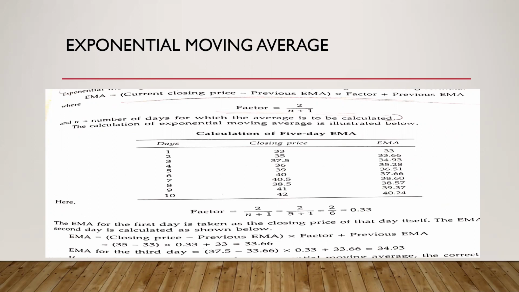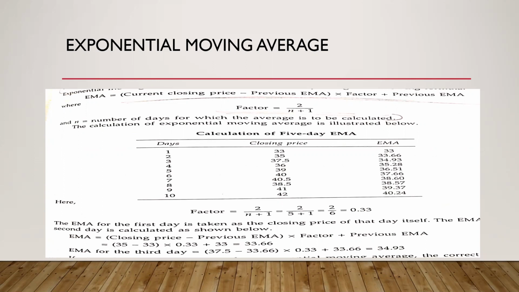So MACD is calculated by calculating two exponential moving averages, a short-term exponential moving average and a long-term exponential moving average. Usually a 12-day and 48-day exponential moving averages are calculated. Then we find the difference between the short-term and long-term exponential moving averages to calculate the MACD.